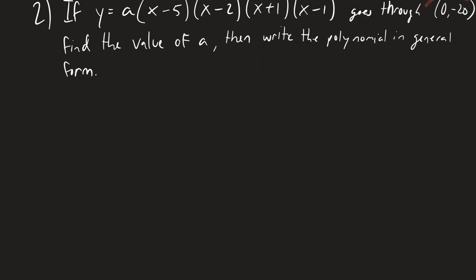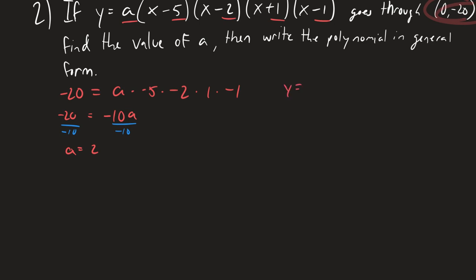This right here is the y-intercept, so that negative 20 is what all of these things should multiply to. So negative 20 equals a times negative 5 times negative 2 times 1 times negative 1. So I'm going to simplify this right side. So positive 10 times 1, so positive 10 times negative 1 would be negative 10. So I have negative 10a equals negative 20. Divide both sides by negative 10. So I get a is 2.